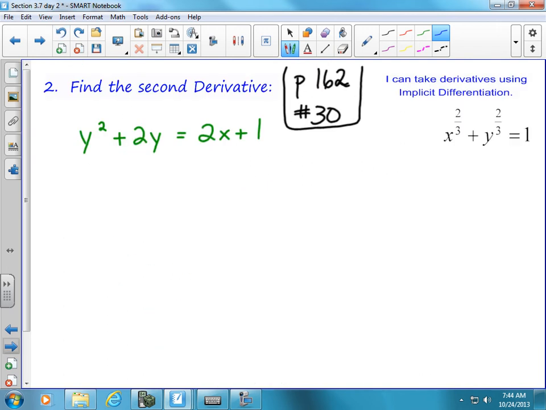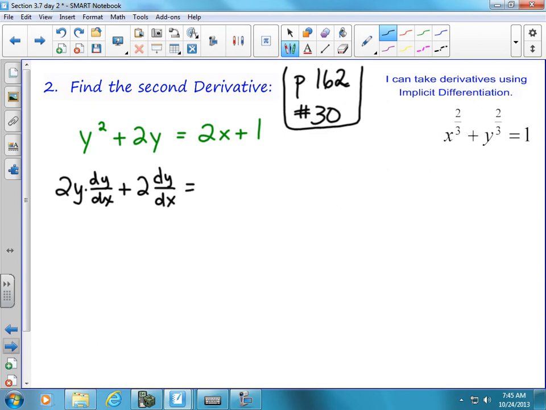Okay, next example. Find the second derivative. Some of these problems can get a little messy, so we're going to work on this one. We'll find the first derivative, then the second derivative. The big difference here is that when you get your first dy dx and you take your second derivative, you are going to do a little substitution trick.